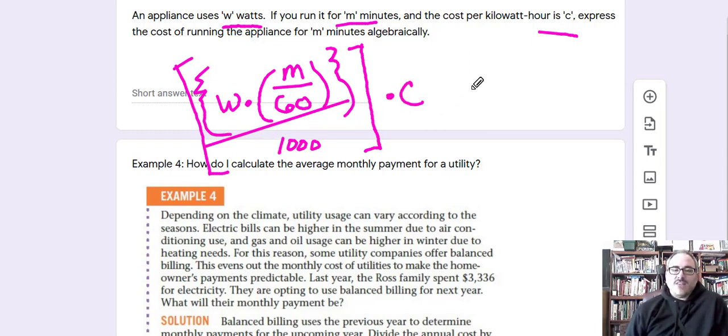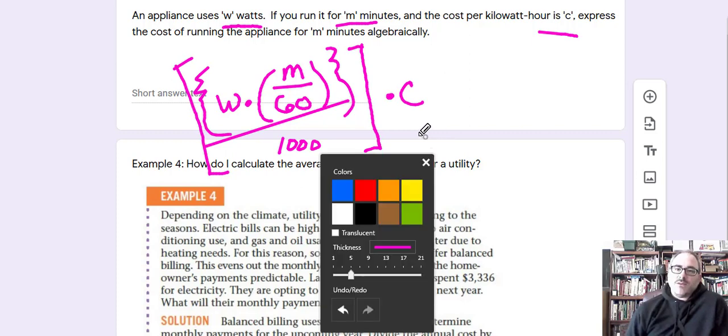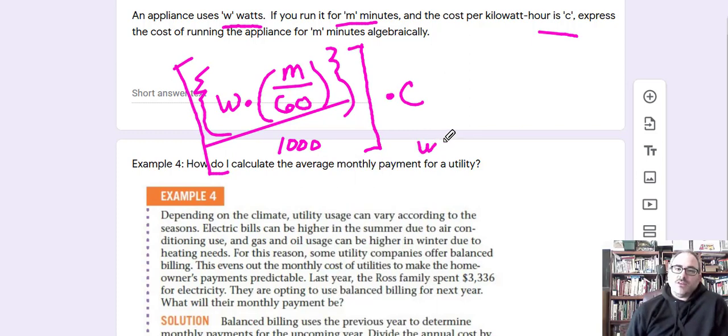If I was to write this all in one line, you know, I could use other ways of doing this, but I probably should have written it out in one line. All right, let me try this one more time. No, that's not what I wanted. I pressed the button I didn't want. All right, W times M divided by 60 divided by 1,000 times C. All right, that's kind of the same idea.